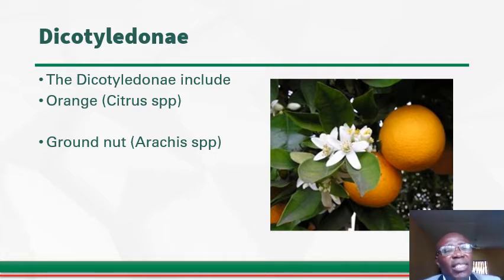Then the dicotyledonae, that is the dicot plants. This includes the citrus, orange. Orange is an example of a dicot plant. Then we also have another example, such as groundnut, Arachis species. These are examples of dicot. We have many other examples of dicot plants.